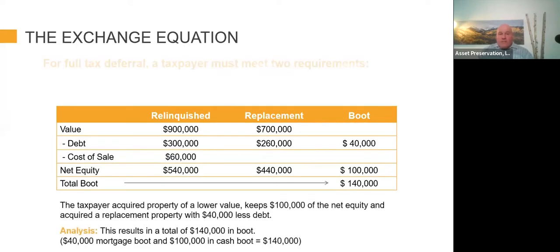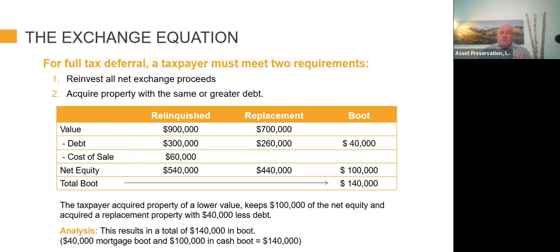Now, the next example is going to show it's going down in value. So if somebody buys for $700,000 and their debt goes from $300,000 to $260,000, there's $40,000 of mortgage boot. They put $100,000 in their pocket, so there's $100,000 cash boot. Add the mortgage boot to the cash boot. In this example, there's $140,000 of boot.